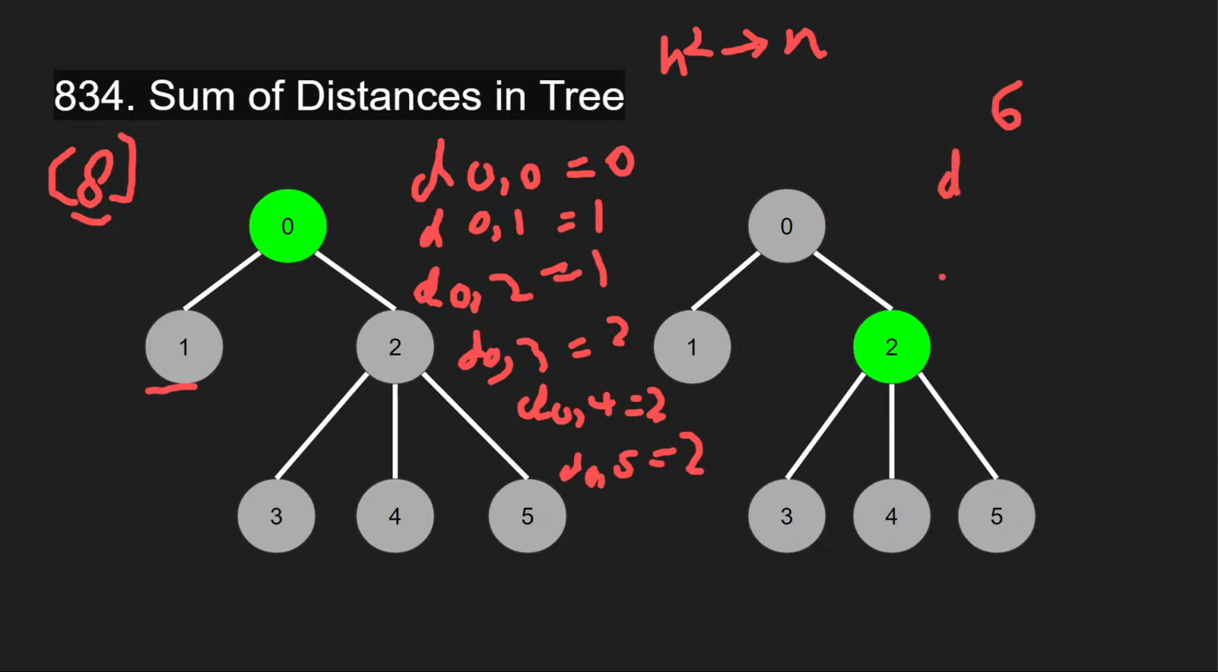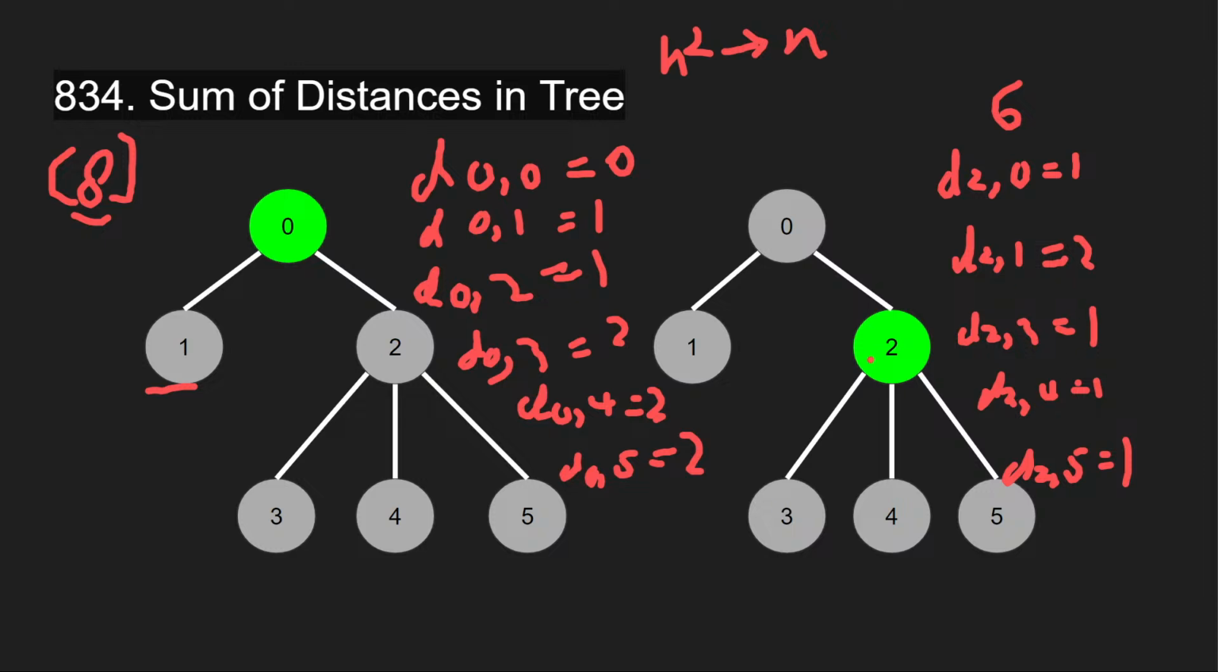So for the right side, we're gonna start from this node 2. So the distance from node 2 to 0 is going to be 1. The distance from node 2 to 1 is going to be 2. The distance from 2 to 3 is going to be 1. The distance from 2 to 4 is going to be 1. And the distance from 2 to 5 is going to be 1.